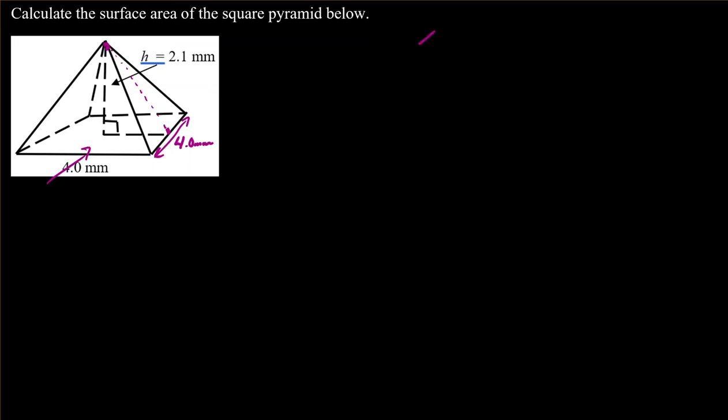So we've got our pyramid, and we've got a height of 2.1 millimeters. We've got a base all the way across of 4 millimeters. And what we want is this slant height. We're curious, how can we get the slant height?